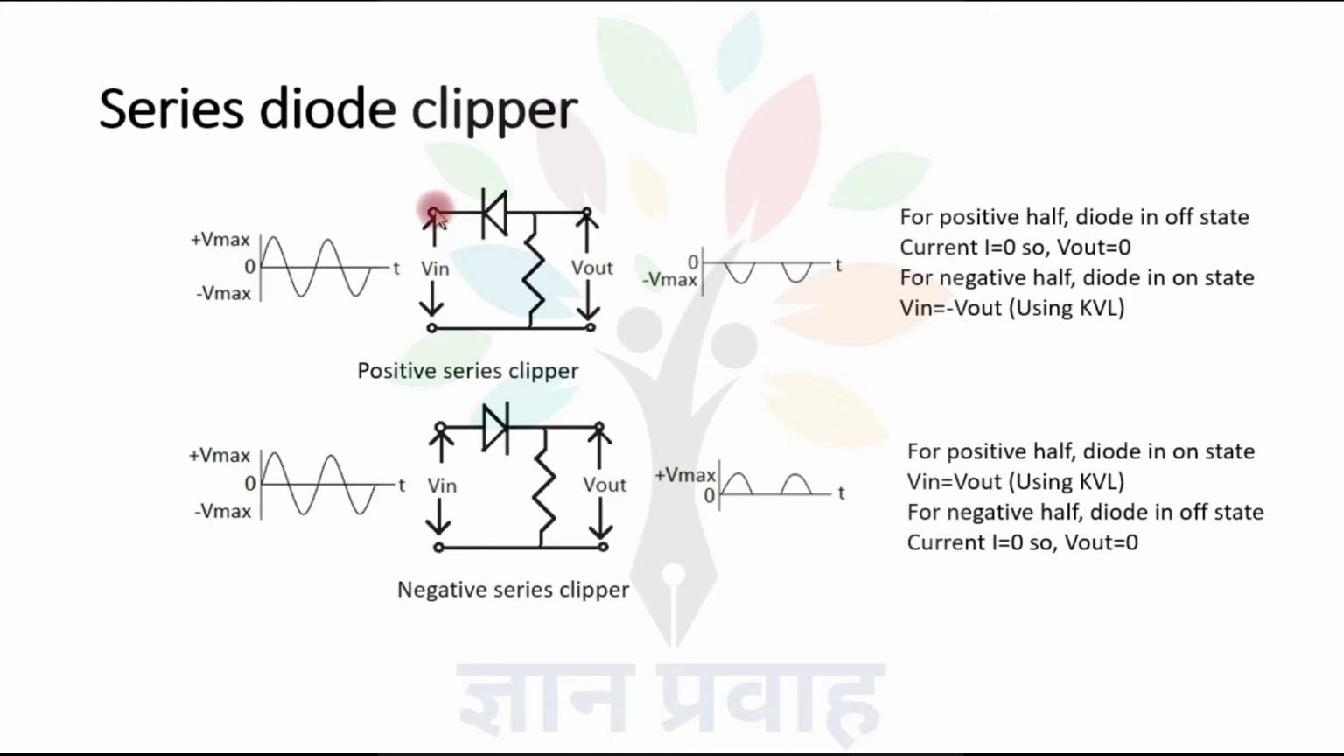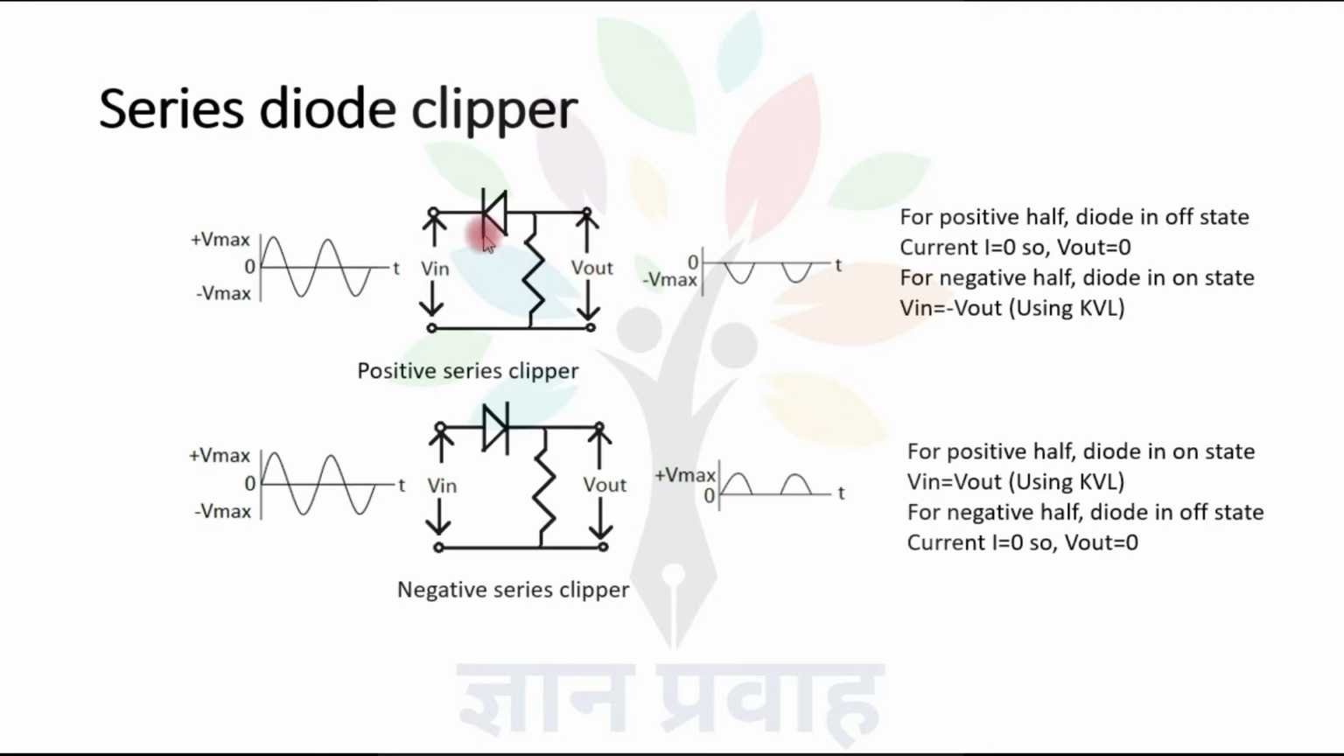For the negative half cycle, this terminal is negative, this one is positive. This terminal is negative means this PN junction diode is operating in forward bias. It means current conduction is there, and due to this current conduction, V out is equal to V in, and the maximum value of V in is minus V max. So in reverse, we got minus V max, the maximum voltage.